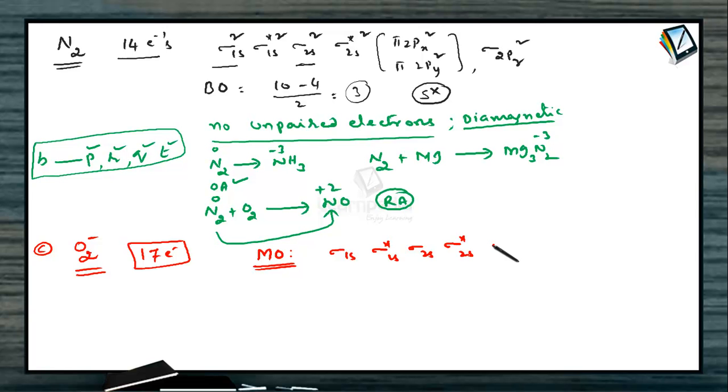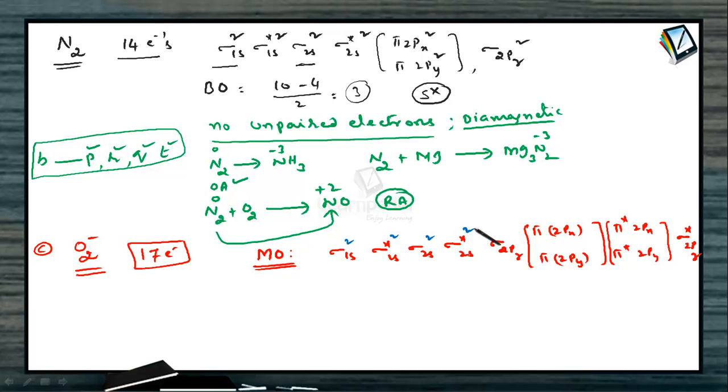And we have sigma 2pz and pi 2px, pi 2py with same energy, and then we have anti-bonding pi orbital 2px, anti-bonding pi orbital 2py with energy same, and then we have sigma star 2pz. So we have 17 electrons to be arranged. Thereby we have 2, 4, 6, 8, 10, 12, 14, 16 and 17.